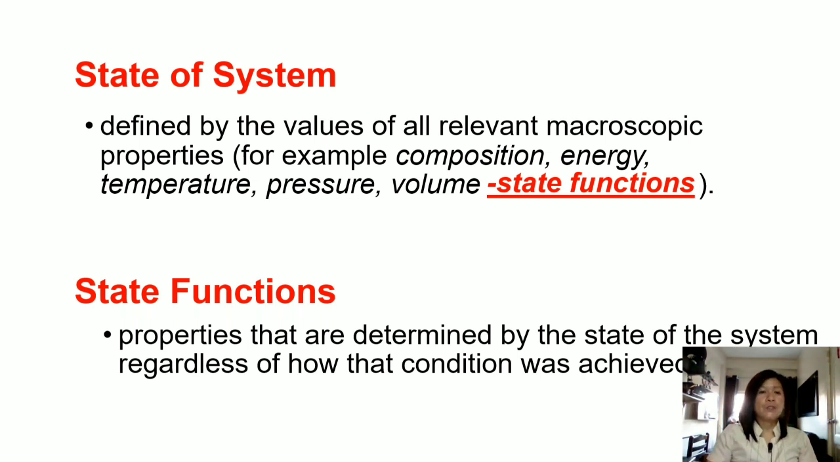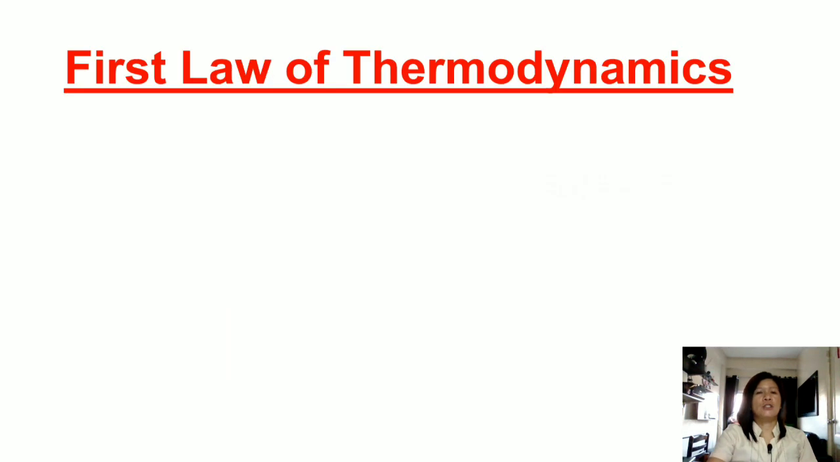For example, temperature. An object may change from one temperature to another temperature. Let's say it absorbs energy or it releases energy. Pressure also may be increased or decreased with the system. So state functions are those that are characterized with either initial or final conditions. Regardless of how that condition was achieved by a system, they are considered state functions.